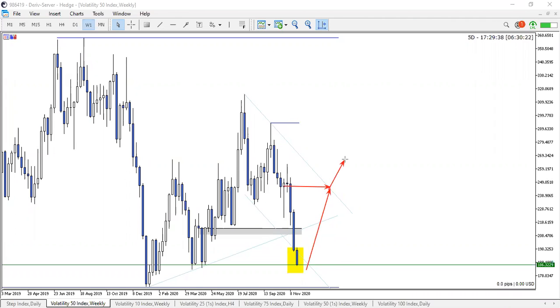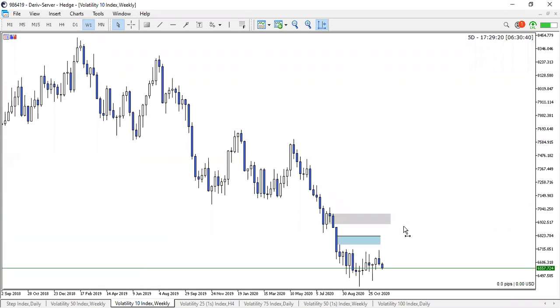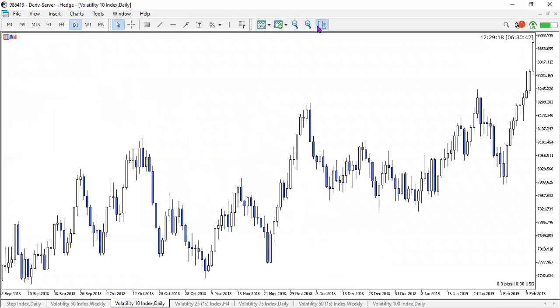Then only if we do get a break above that area, sort of breaking market structure at that point, then we can obviously switch our bias back to bullish. But at the moment, it might be a good opportunity to keep looking for sells to the downside, but I'm currently on that wait and see point where I want to see what the market's going to give me. So let's look at volatility 10.